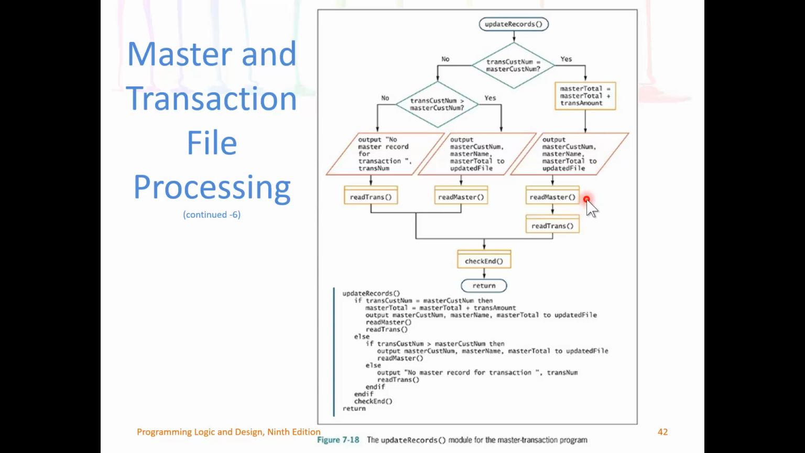And then we're going to read the next master record and the next transaction record, check for end of file, rinse and repeat. If it's not equal, then we have to decide if there is no master record, in which case we're going to put out a message, or if there is. If the transaction number is greater than the master record number, then we need to read the next master record. If we don't find a match, then we have to read the transaction record. So that lets us process through the file, reading records from both files as necessary.